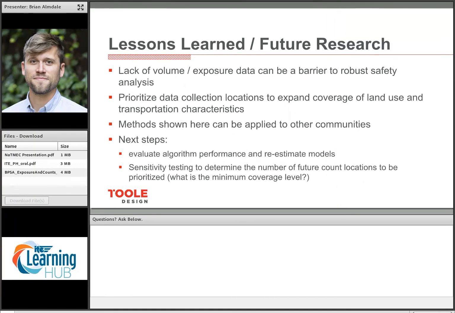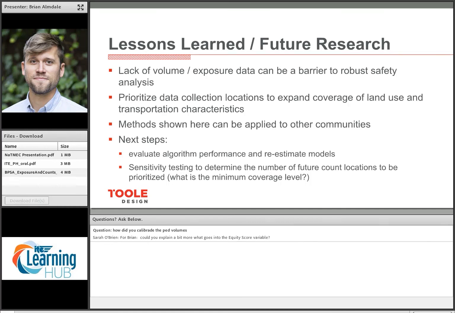So what have we learned from this work so far? We understand how a lack of volume or exposure data can be a barrier to robust safety analyses. Locations can be prioritized using algorithms and machine learning to expand count programs and exposure model inputs. And of course, these methods are not only applicable to Seattle, but they can be applied to any community.